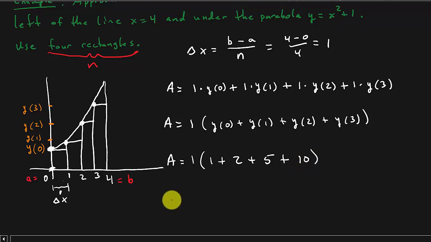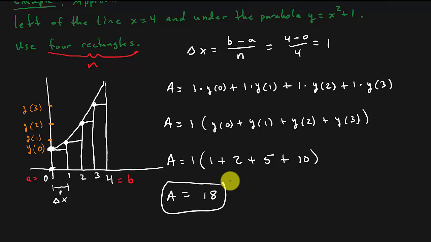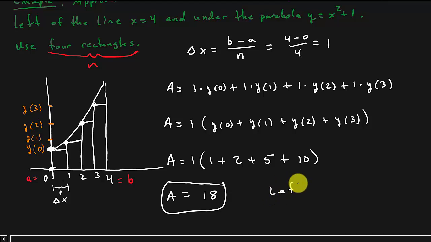And so this area is going to be, let's see, what is that, 18? So there's the area that we get. We get 18 as an answer. All right, so now that's left endpoints. This is using left endpoints.